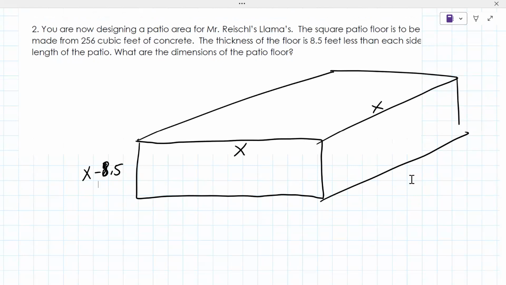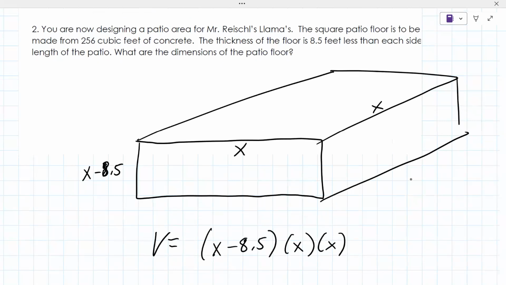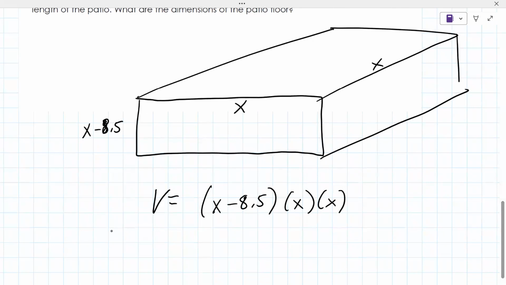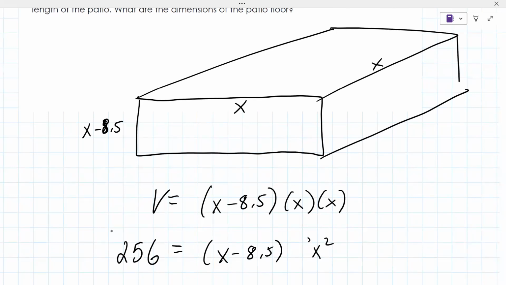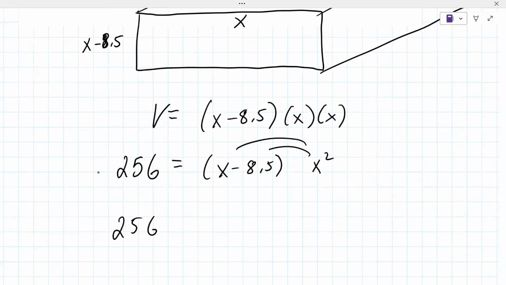So the volume here is length times width times height. So it's that x minus 8.5 times x times x, and we know that that is 256. So this is x squared. So you're going to distribute that in. You end up getting 256 equals x cubed minus 8.5x squared. And so you have to solve for x in this one.